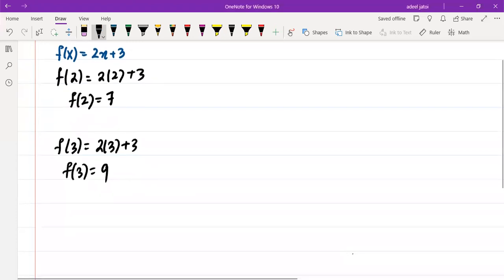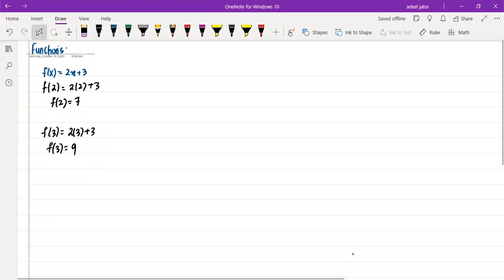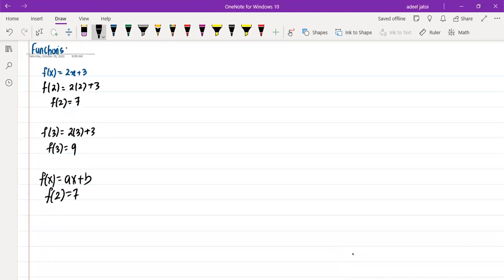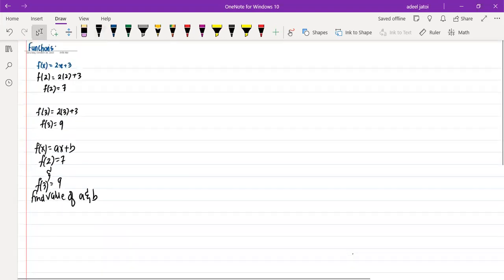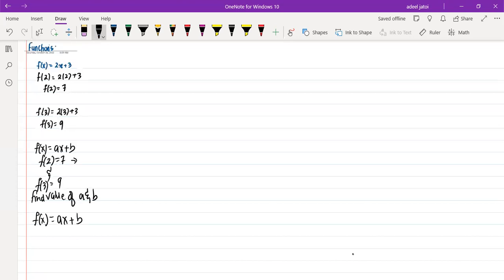9. In a similar way, if the question clearly says that f(x) is equal to ax plus b, and f(2) is equal to 7 and f(3) is equal to 9, find the value of a and b. So in this position, you already know that f(x) is equal to ax plus b, but you have been given two equations. Whenever there are two missing variables and you need to find both, you will always be doing what? Simultaneous equations, solving the equations simultaneously.